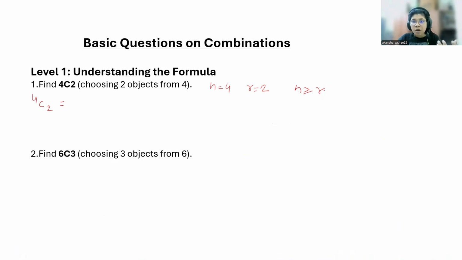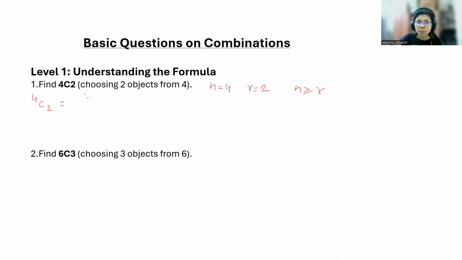So in a group of 5 people, nobody will ask you to pick 6 objects, right? So if you have a group of 5 people, maximum, you can select all of them, right? Because combination is nothing but grouping number of objects from a group. So in that group, the number of objects should be greater than the number of objects you want to select. Okay, so choosing 2 objects from 4.